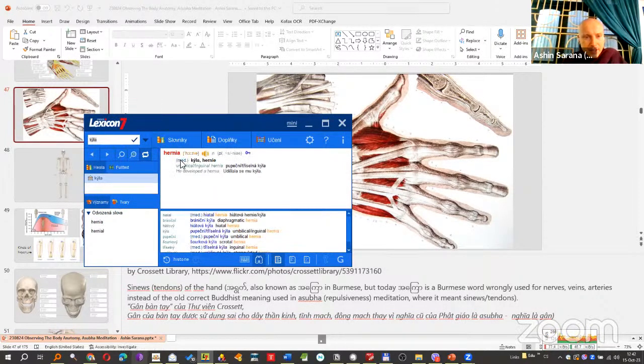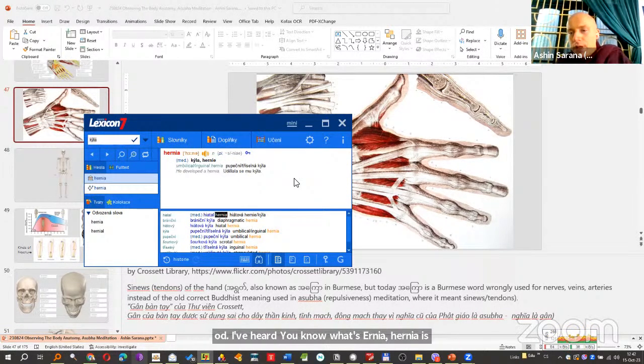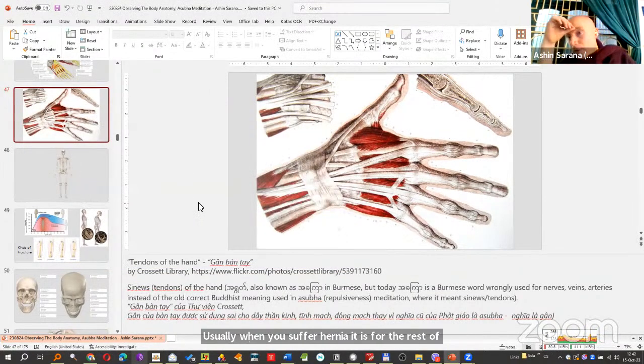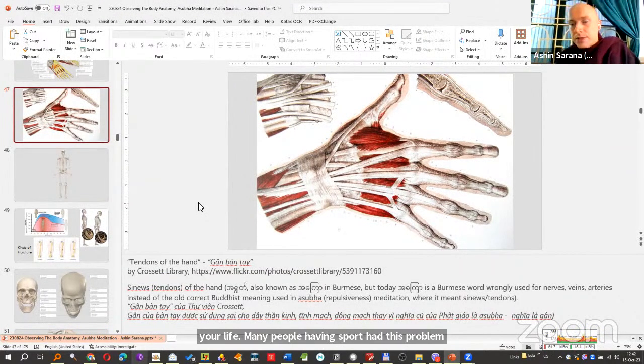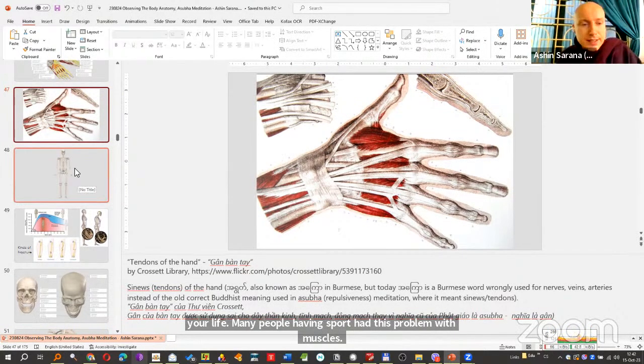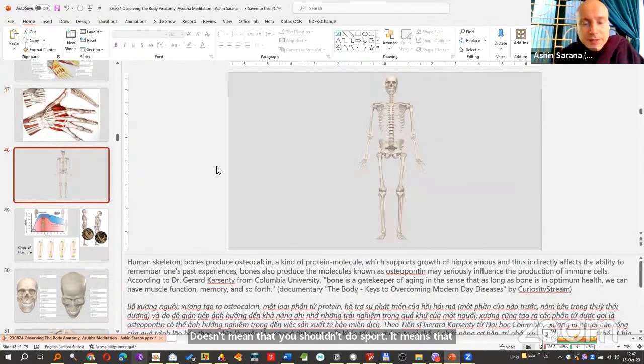rupture, hernia. Do you know what's hernia? Hernia is when your muscle breaks down. So if your muscle breaks down due to a huge weight that you're trying to lift, then that could be a lifelong problem. All right. Usually when you suffer hernia, it is for the rest of your life. Many people who do sport have this problem with muscles. Doesn't mean that you shouldn't do sport. It means that we need to be careful when we're taking exercise and so on. Okay, so those were muscles.